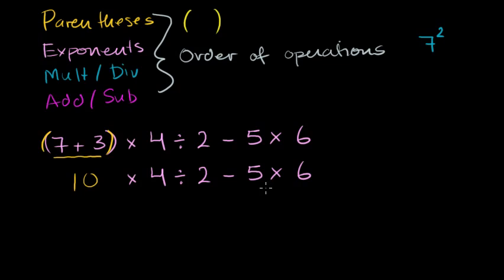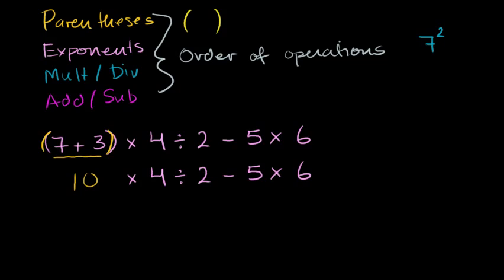Now, when you have multiple operations at the same level, when in our order of operations, multiplication and division are at the same level, then you do left to right. So in this situation, you're going to multiply by 4 and then divide by 2. You won't multiply by 4 divided by 2. But then we'll do the 5 times 6 before we do the subtraction right here.